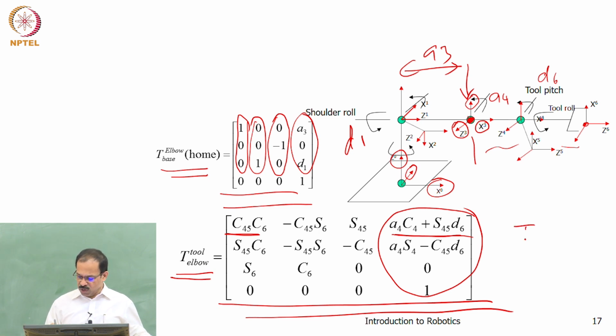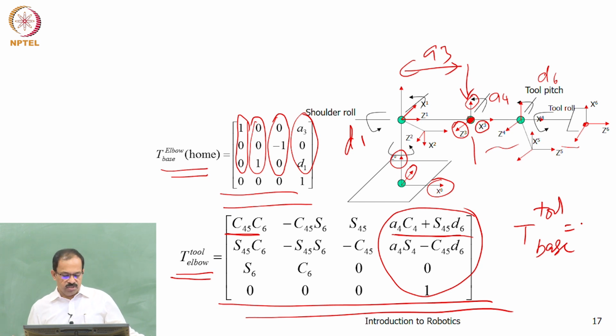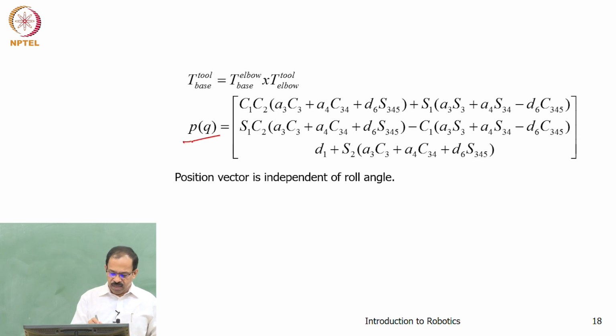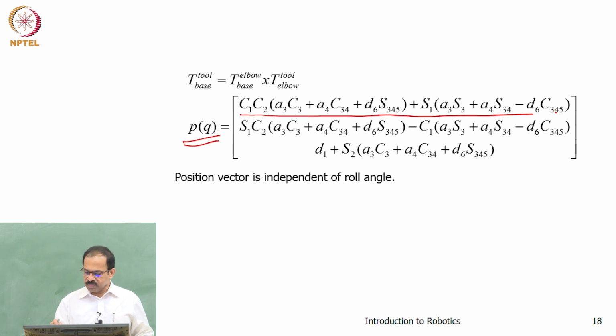Or you can do a final one. You want to find out, finally, what is T tool to base. So multiply these two matrices, the elbow to base and the tool to elbow, and you will get another 4 by 4 matrix, which gives the position of the tool with respect to the base frame. It is a multiplication of matrices, and you will get it this way. So this is the position vector, just separating the position and orientation. The position vector will be like this: Px, Py and Pz.